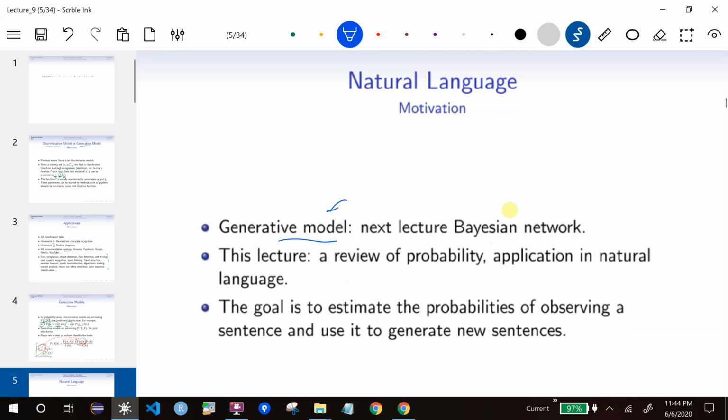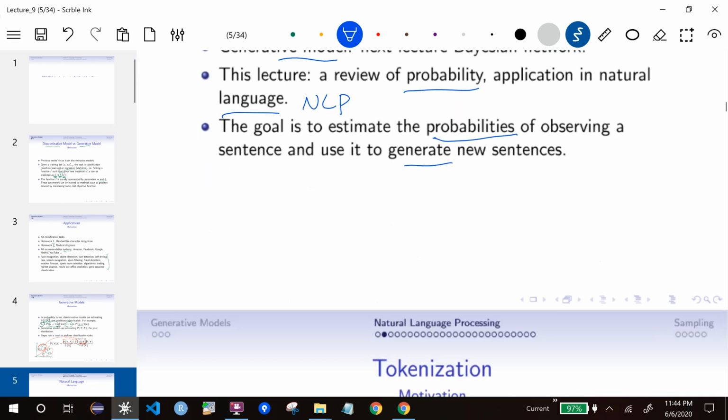In this lecture, I will just have a brief review and how it is related to natural language processing, usually written as NLP. The goal is basically how to generate new sentences based on the probability that we estimate from existing sentences. So that's the idea. Okay, let's get started.